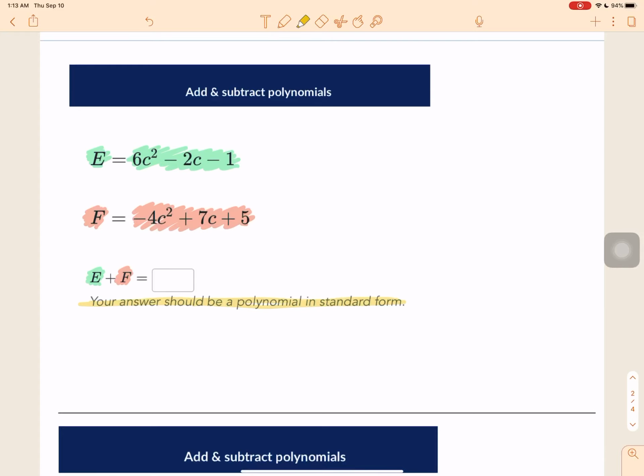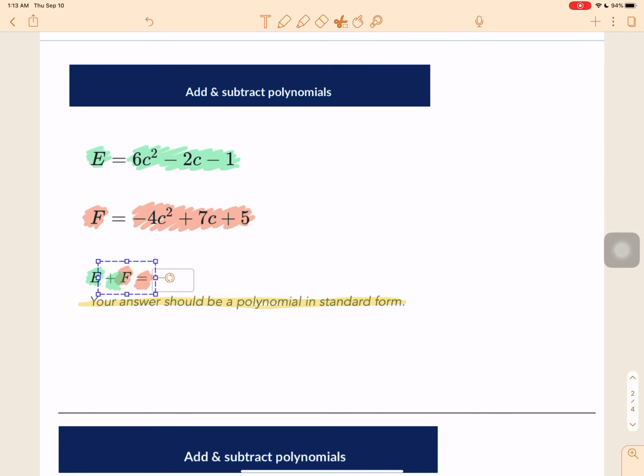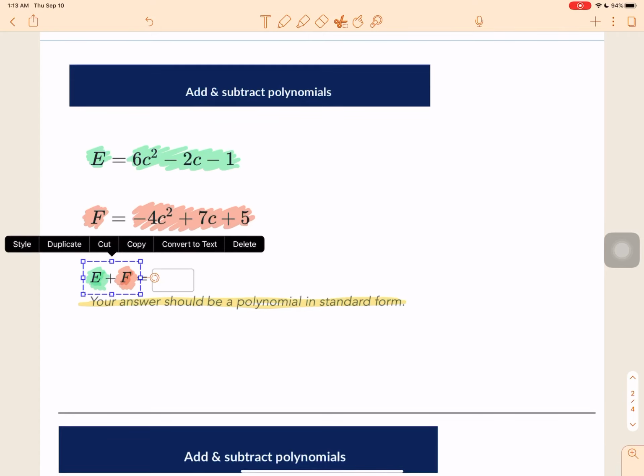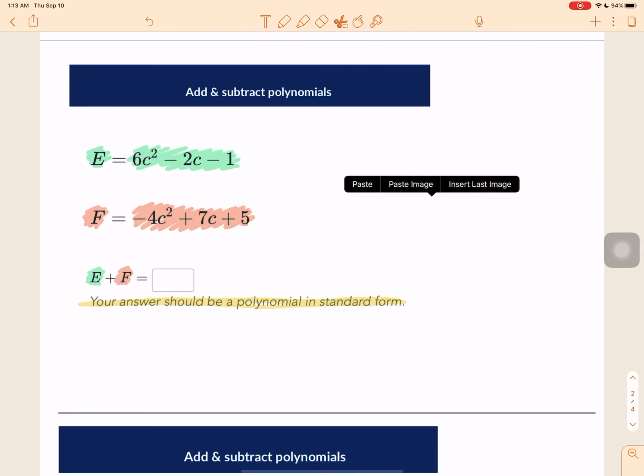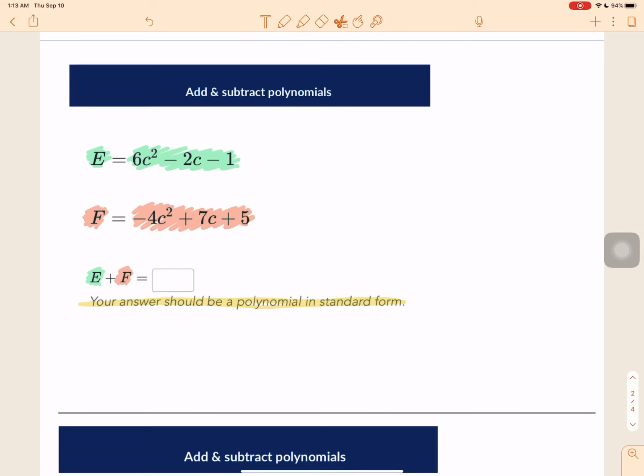Here, what I'm going to do is duplicate these things. So if I have E plus F, oh, that's not going to work. I got to copy it. There we go. Sorry guys, this is not working out how I planned. There it is. Okay, I'm going to write it over here.